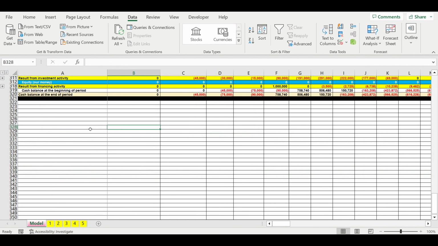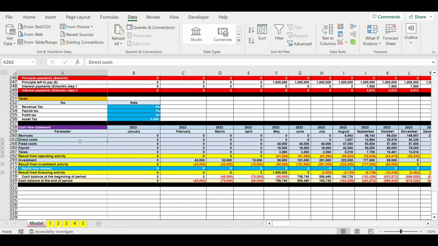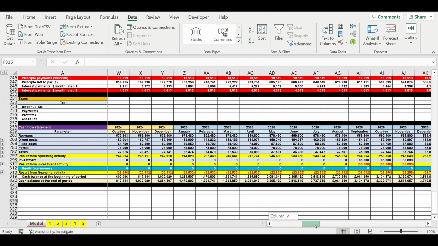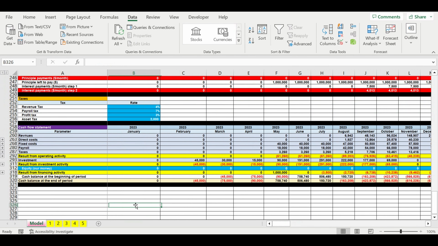Now let's press 1. Here we have grouped cash flow statement. And now everything is ready for financing calculations. This will be the topic of our next video.